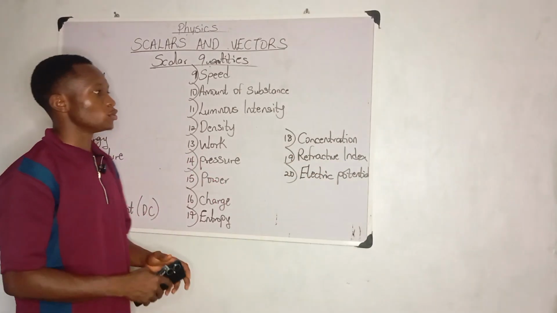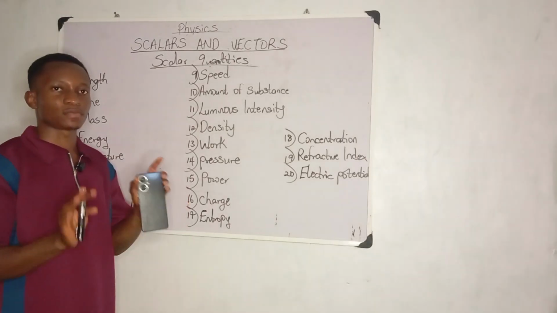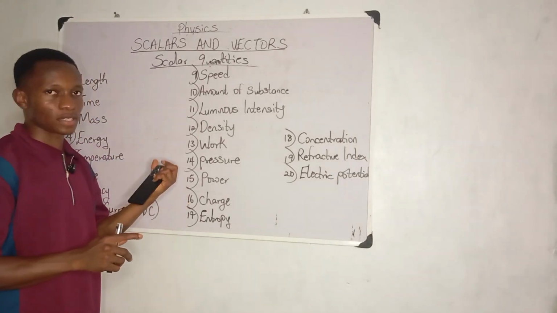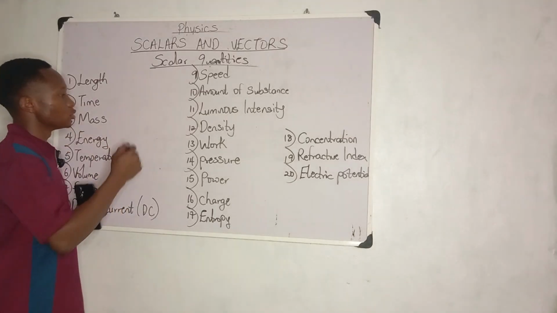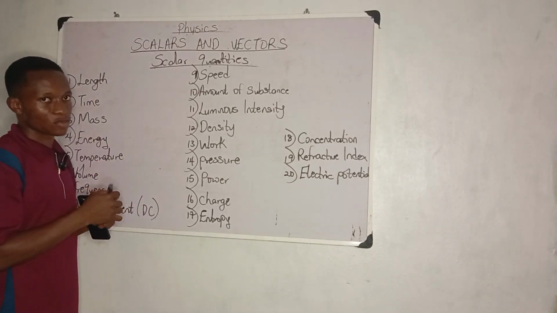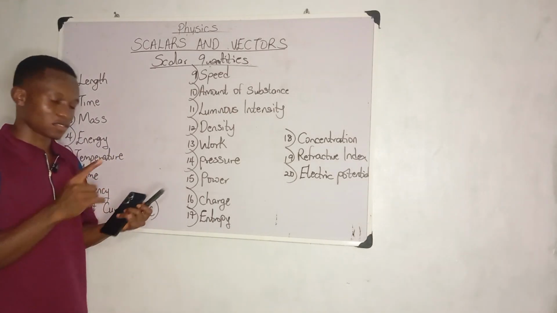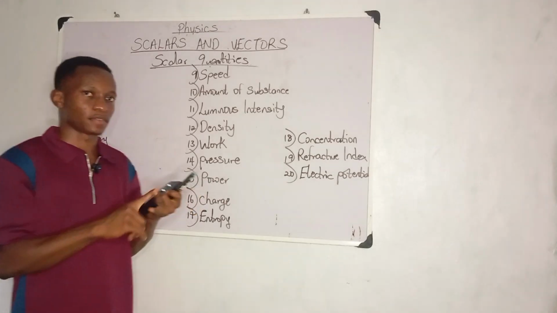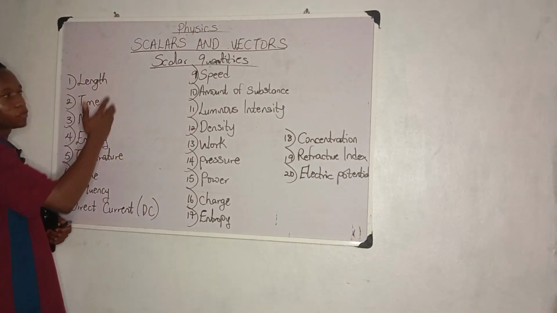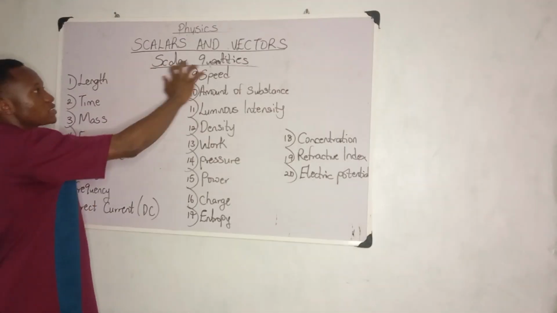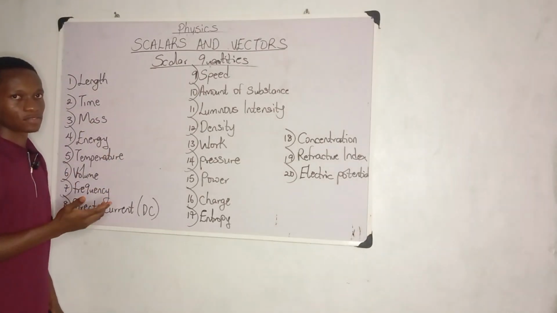All right, now if you look at this, I just want to give you a tip on how to identify. From our last video, you notice we have two types of quantities: fundamental quantities and the derived quantities. Now you notice something here. All fundamental quantities are actually scalar quantities. That's how to derive it.